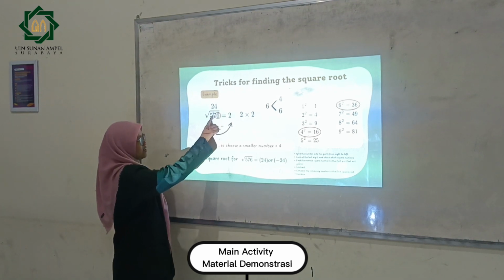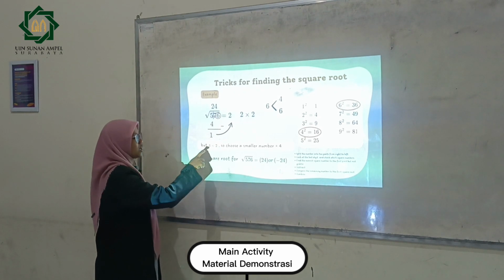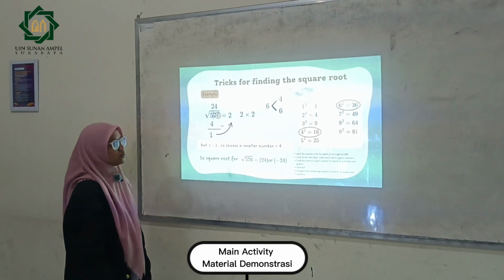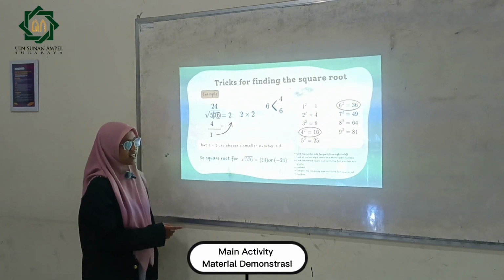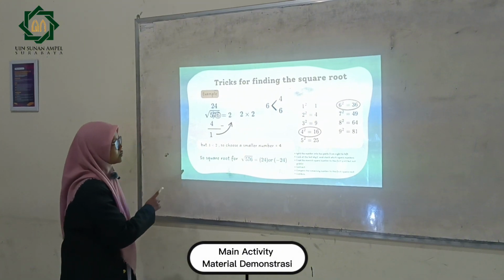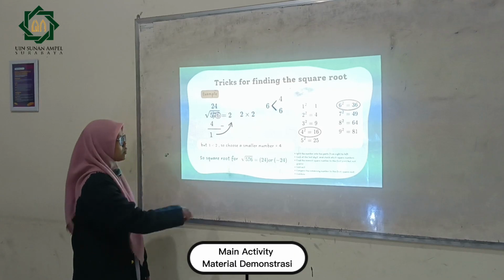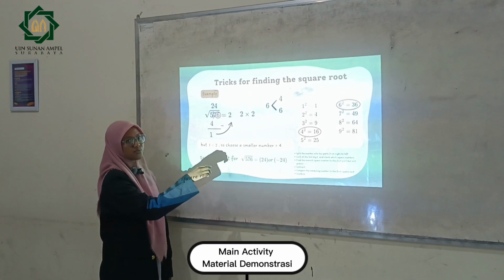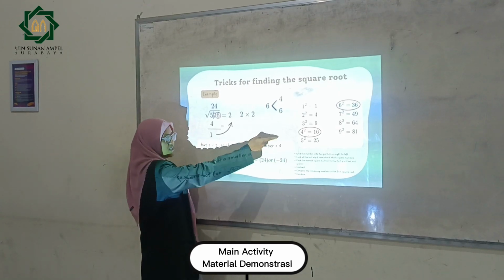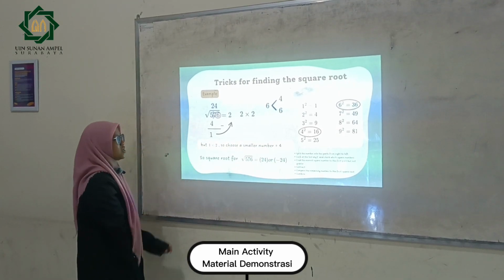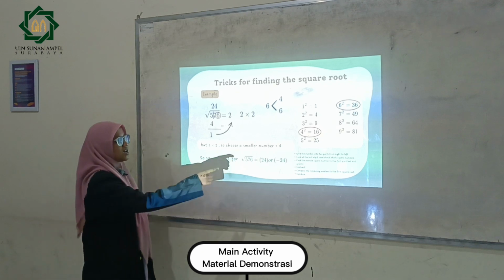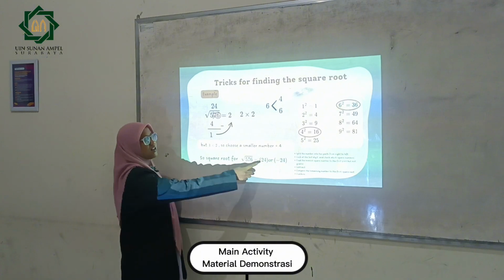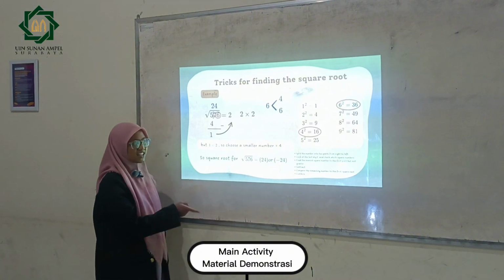Subtract 5 minus 4 equals 1. Compare the remaining number 1 to the first square root 2. Because 1 is less than 2, we choose the smaller number from options 4 and 6, which is 4. So the square root of 576 equals 24 and negative 24.